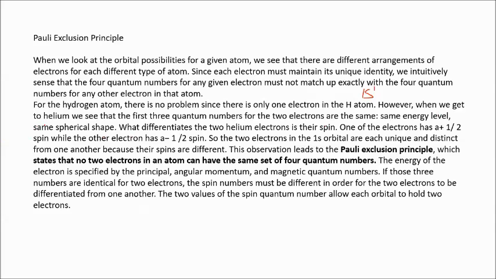However, when we get to helium, we see that the first 3 quantum numbers for the 2 electrons are the same. Same energy level, same spherical shape. So this observation leads to Pauli exclusion principle, which states that no two electrons in an atom can have the same set of four quantum numbers. The energy of the electron is specified by the principal, angular, and magnetic quantum numbers.